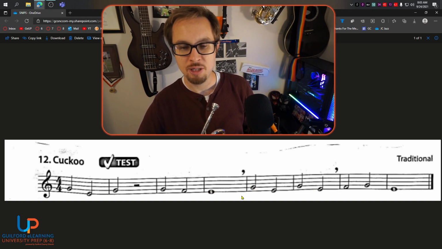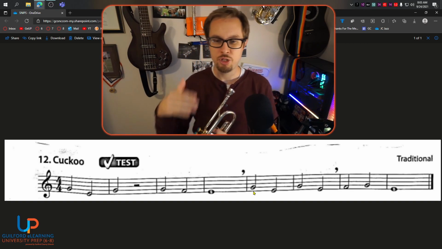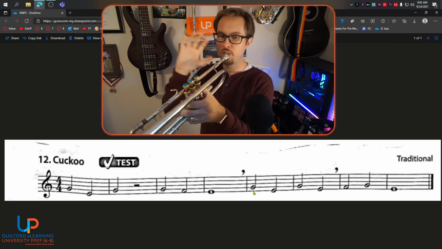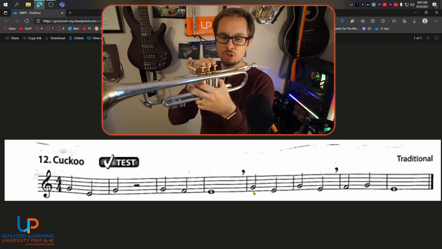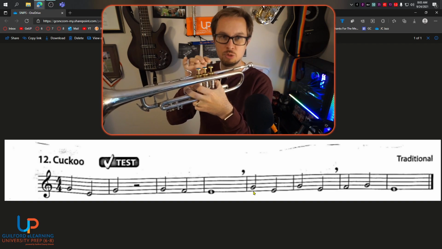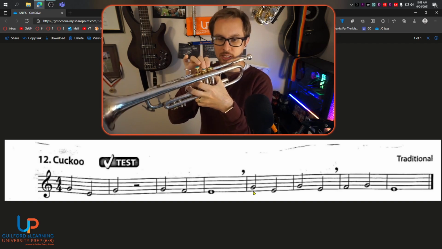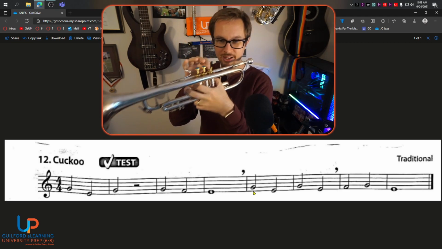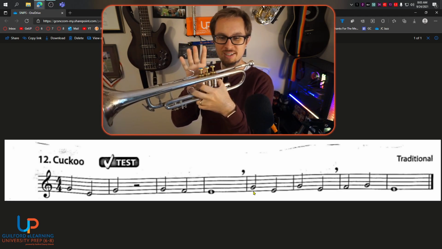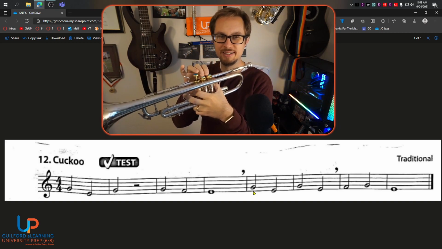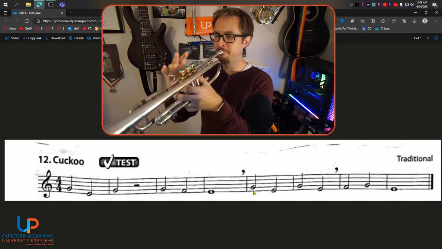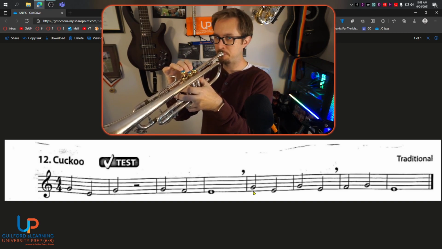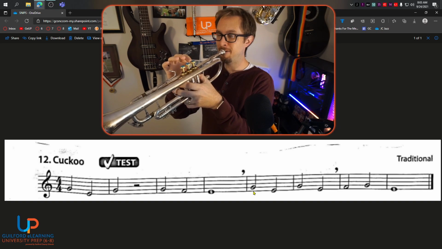The last bit is just going to be simply making sure that you can coordinate your fingers and your air to get those notes to speak when you want to. So starting here on this G, we're going to rock between G and E two times in a row. G, E, G, E, breath mark, F, right, G, E, and so in time, breath mark.